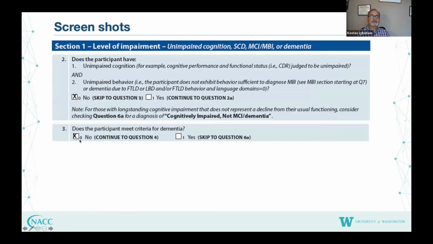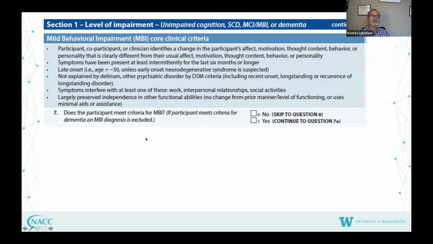She does not meet criteria for dementia, so you will go on to question four, and you'll be asked the question now, does she have MBI? And the answer is yes, for all the reasons that we were talking about. The psychiatric disorder has been in remission for a long time, and the phenotype that she has now looks quite different from what she had before. So this is someone with a prior major depressive disorder, well-treated and under control for many years, who now appears to be developing something new, and it fits the MBI construct and meets the criteria.